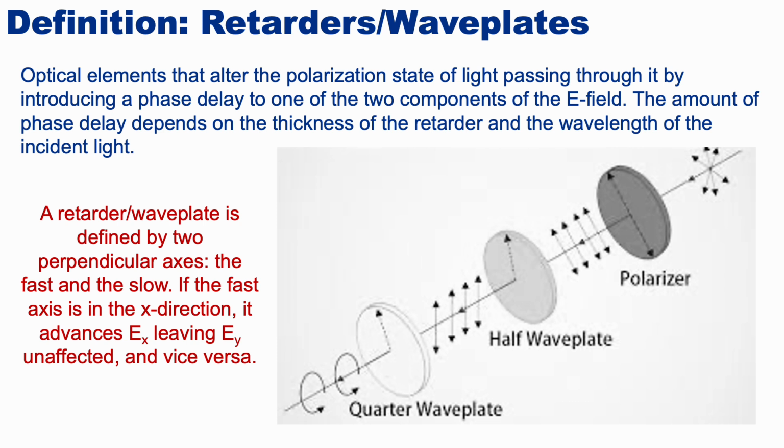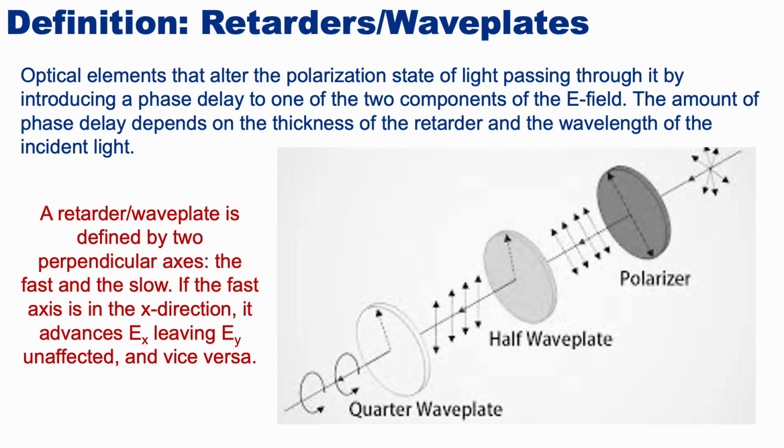So what is a retarder? Retarders, also found in the literature as wave plates, are optical elements that change the polarization state of the light. It's like a linear polarizer, because with the linear polarizer we change it, but we also reduce the amount of light. Retarders are meant only to delay one of the components versus the other without changing the amount of light.